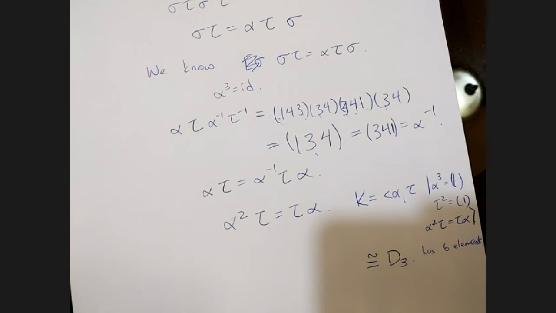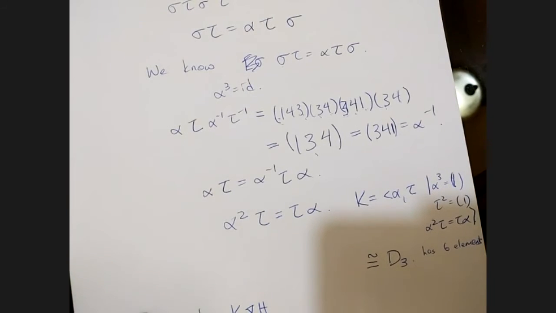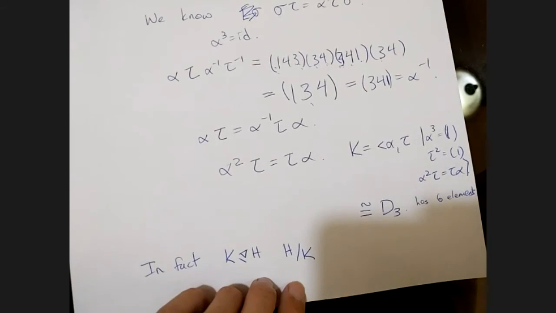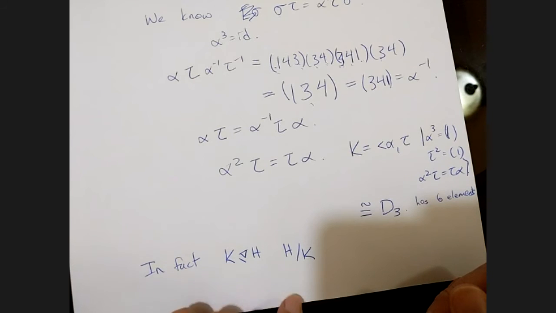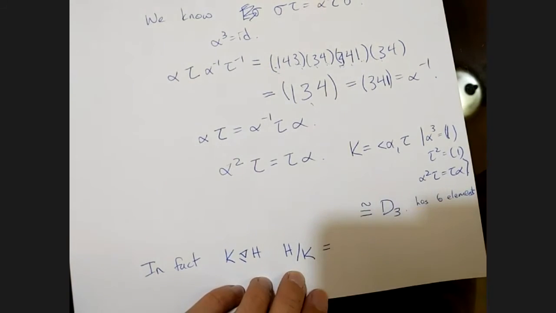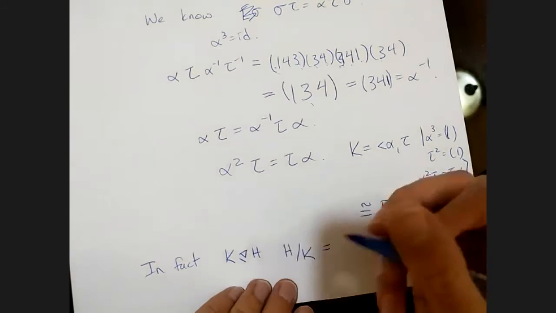Now, what you can actually show, I think you can show, is that K is normal in H, and H mod K is just... what should that be? Let's think about what that should be.